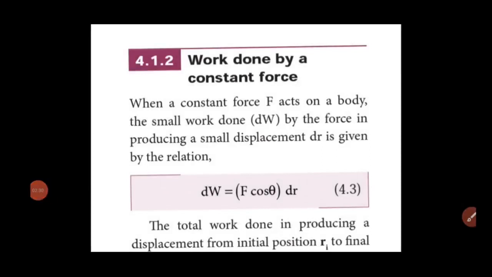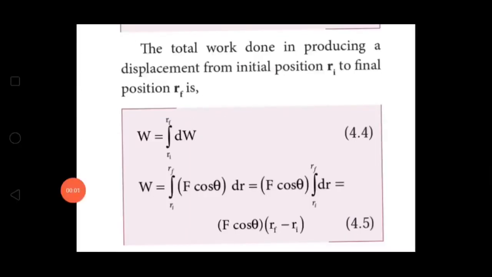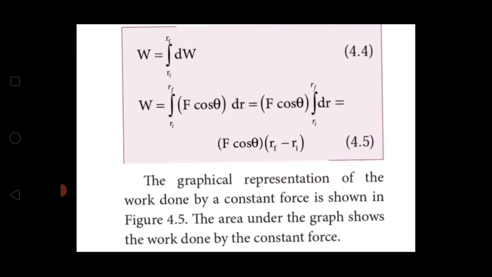Next we are going to see the work done by a constant force. When a constant force F acts on a body, the small work done, taken as dW, by the force in producing a small displacement dr is given by the relation dW is equal to F cos theta dr. Since it is a small part, we have to take an integration for the total work done in producing the displacement from the initial position Ri to the final position Rf.